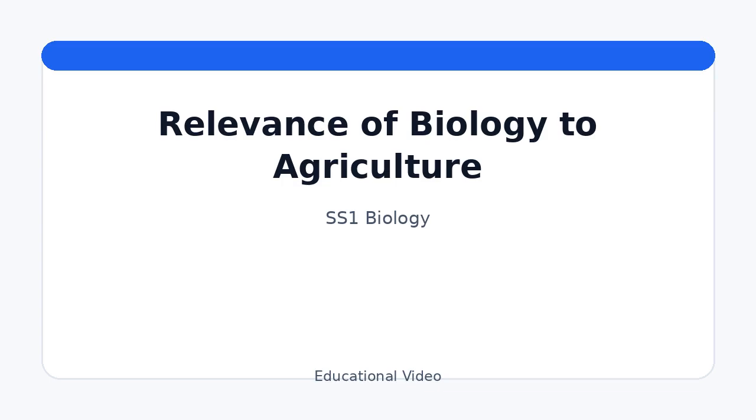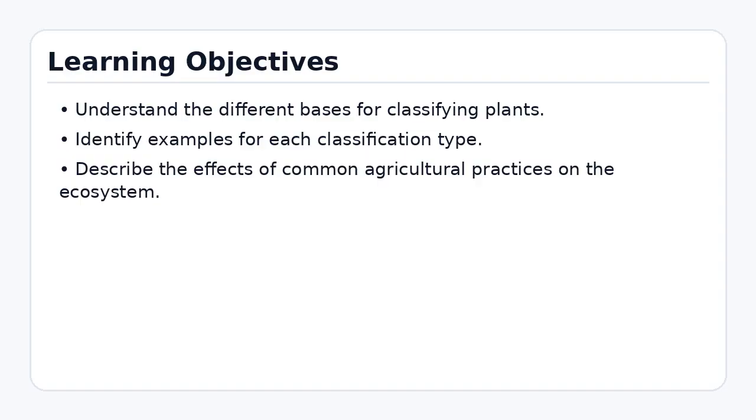Welcome. In this lesson, we will explore the relevance of biology to agriculture by learning how plants are classified and how farming practices affect our environment. By the end of this lesson, you will be able to understand the different ways plants are classified, provide examples for each type, and describe how agricultural activities impact the environment.